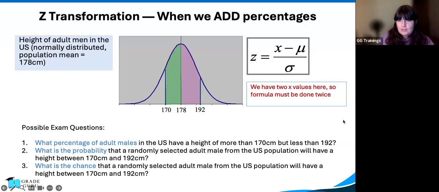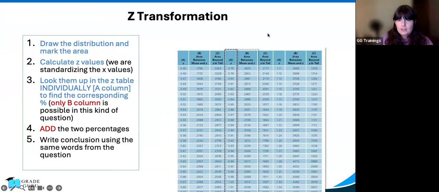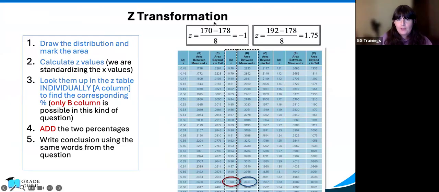Okay, so if we do this one, we look at the two at the top. Here we use the X value 170, here the X value 192, and we get Z equals -1 and Z equals 1.75. Just a note that whenever you get a test statistic like Z or T that's negative, don't worry about the negative when looking at the table. We treat it as the absolute value. So we basically just treat it like 1, not -1.